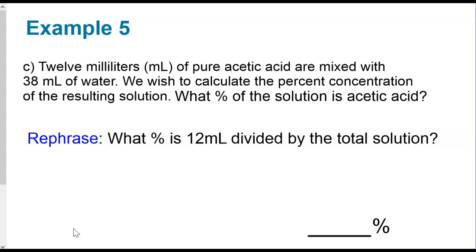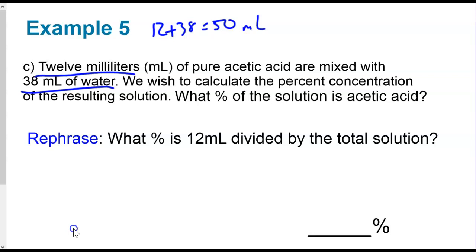Okay, so I think the key in this is making sure you understand that they're talking about 12 milliliters of acetic acid and 38 milliliters of water being mixed together. So then we have 12 plus 38 equals 50 milliliters of solution. When they're asking what percentage of the solution is acetic acid, we can say, what percent is 12 milliliters divided by the total solution?